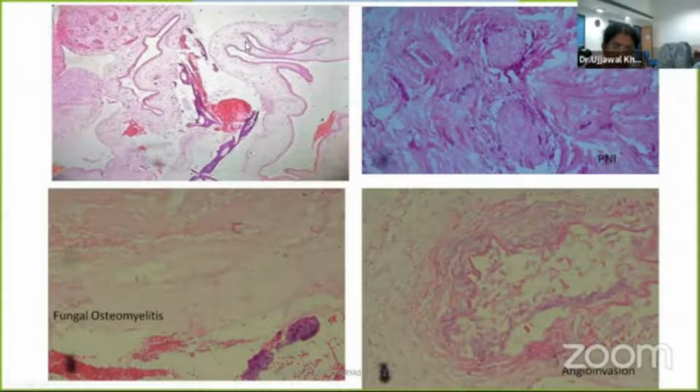Mucosa, which is quite edematous, and there is a subjacent bone. And we could see that these fungal organisms are quite juxtaposed to the dead bone, highlighting the fungal osteomyelitis. And these fungal organisms were also seen nearby to the nerves, highlighting the perineural invasion.